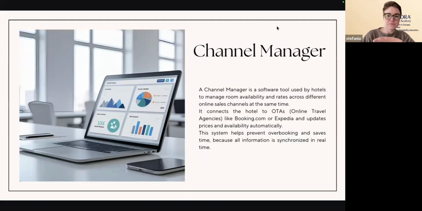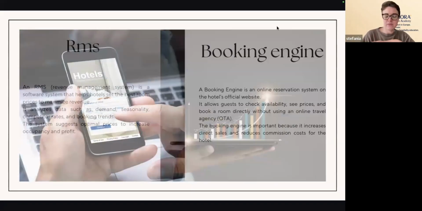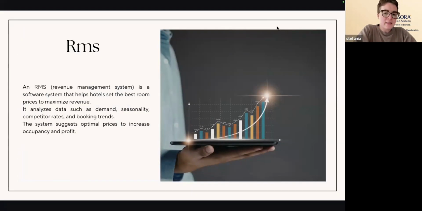Also in these days for the price, with RMS. RMS is a revenue management system, which is another software that helps hotels set the best room price. What does an RMS do? It analyzes data such as demand, seasonality, competitor rates, booking trends, also, for example, the pressure of airport requests.